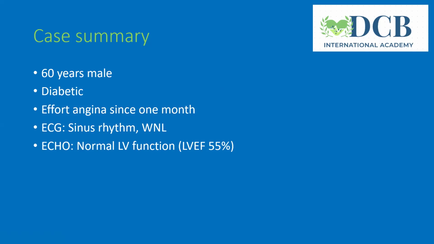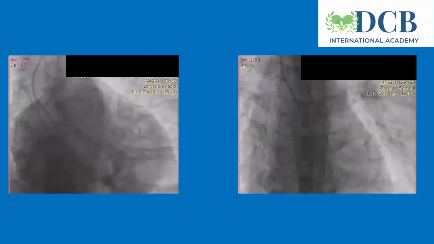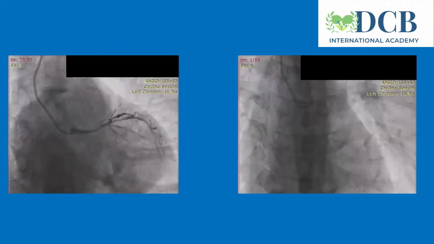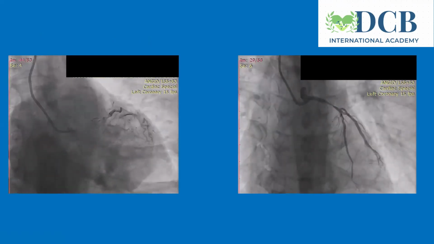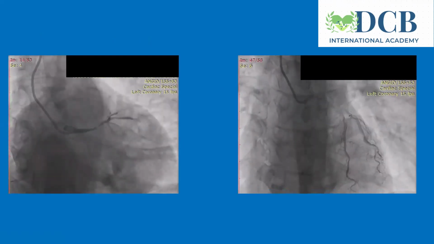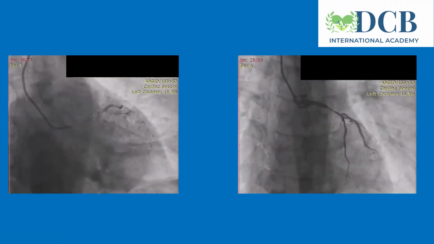So the case summary is a 60-year-old gentleman who was a diabetic, presented with history of hypertension of 1 month duration. ECG was normal, and echo showed normal LV function, no regional wall motion abnormalities. And this is the angiogram. So the diagnostic angiogram is showing, actually you could see only the left main and LAD, there is no left circumflex. There is no filling also retrograde, so we don't know whether it has an anomalous origin or not.